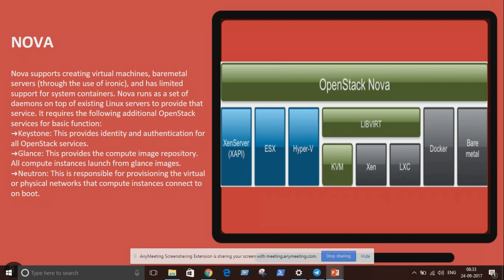There is one important thing: Nova is also dependent on three different services. It requires a basic function from Keystone, Glance, and Neutron. Now, why Keystone, Glance, and Neutron? I'll make you understand about them in further slides. But Keystone, because when you provide access to your server, you have to authenticate the client. So Keystone is the service that authenticates in OpenStack.